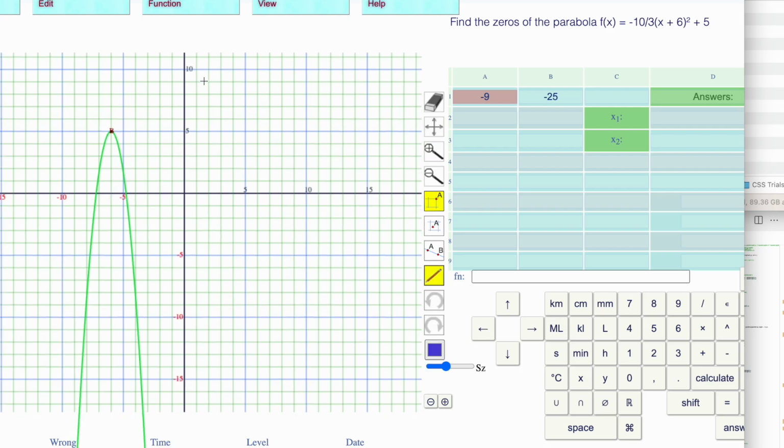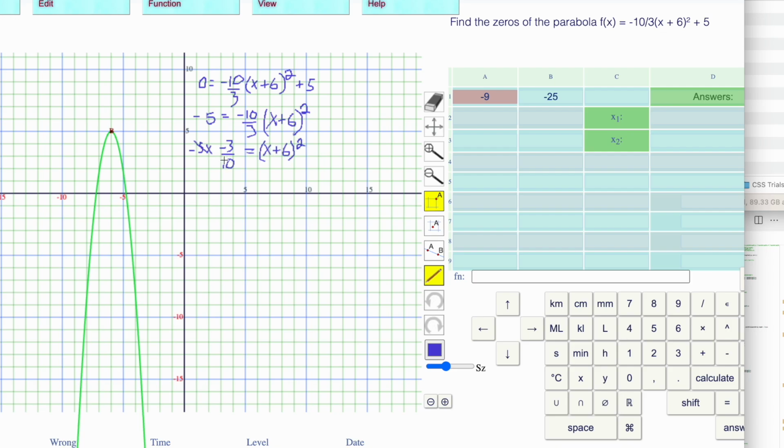I'm setting the y, or the f of x, to 0, which is equal to negative 10 over 3 times x plus 6 all squared plus 5. I'm going to subtract 5 from both sides. Then I want to get rid of the negative 10 thirds. That's multiplying the x plus 6. I'm going to divide both sides by negative 10 thirds. And remember, dividing by a fraction is multiplying by the reciprocal. I end up with negative 5 times 3 all over negative 10 is equal to x plus 6 all squared.